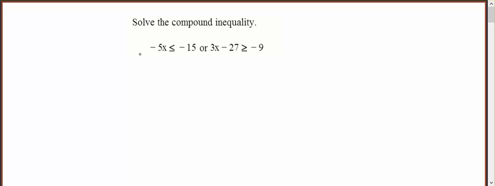So to solve this one here, negative 5x is less than or equal to negative 15. We would divide both sides by negative 5. And we must remember that when we divide both sides by a negative number, we have to reverse the inequality symbol. So that becomes x is greater than or equal to 3.